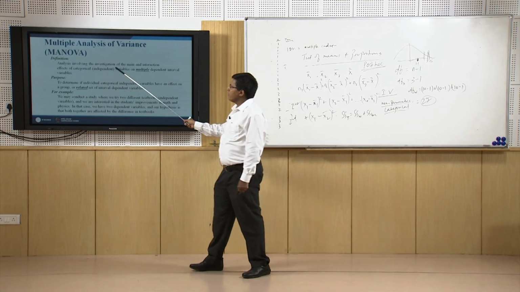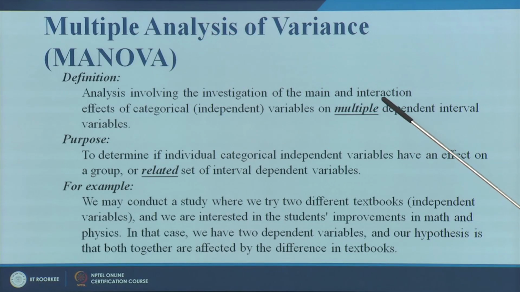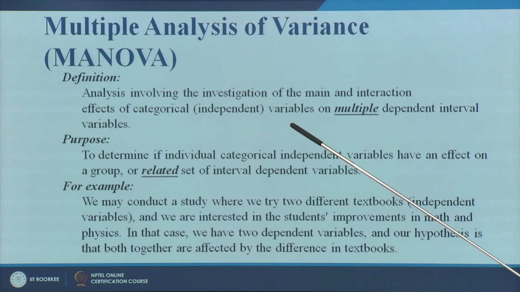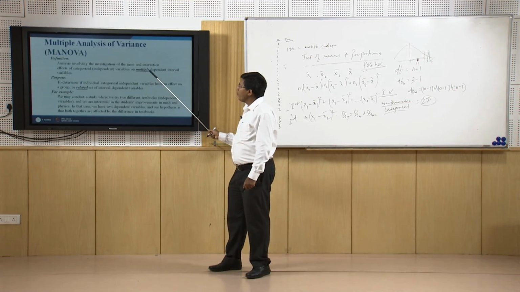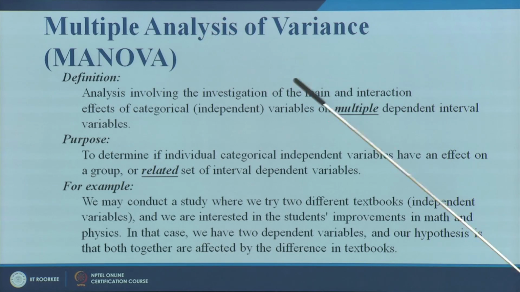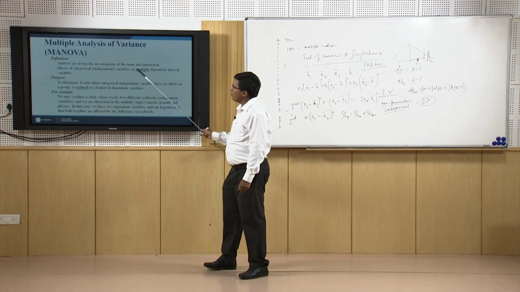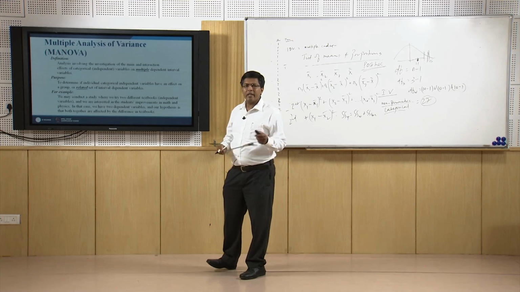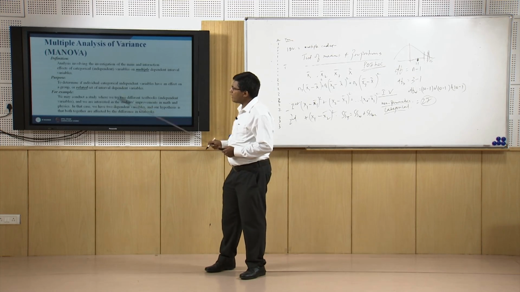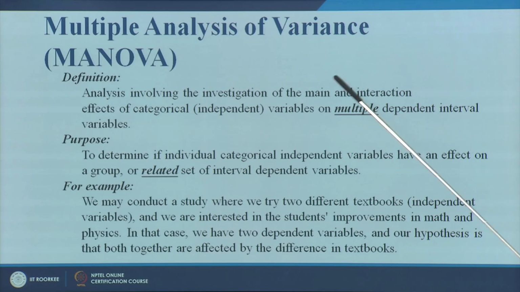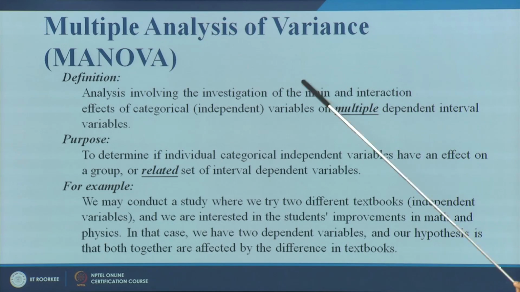Analysis involving the investigation of the main and interaction effects of categorical independent variables on multiple dependent interval variables. There are multiple dependent variables. So, if multiple dependent interval variables are there, how would you make the study? This is the case where we are talking about what is called the MANOVA.